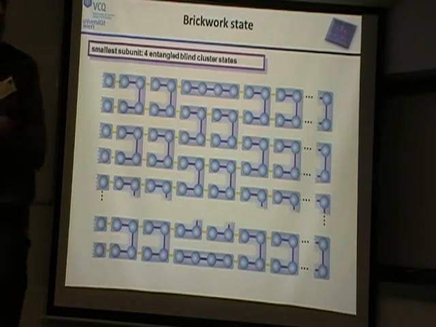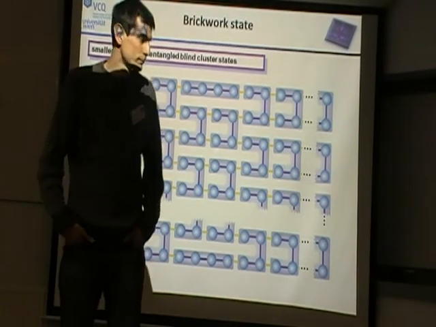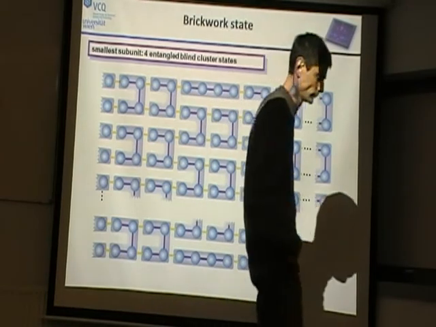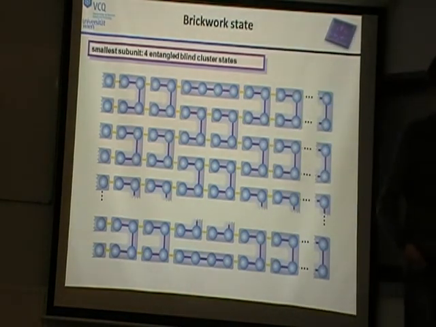Other question? It's a $2 million question. Ion trappers claim to have 10 entangled ions. So suppose they have 20 and you have 20. What would be your advantage against the ion trappers?